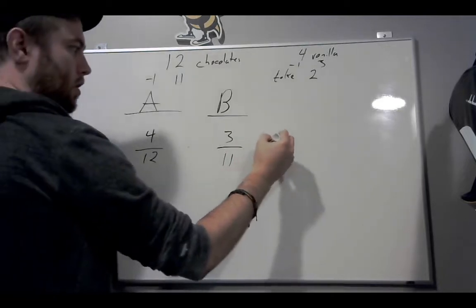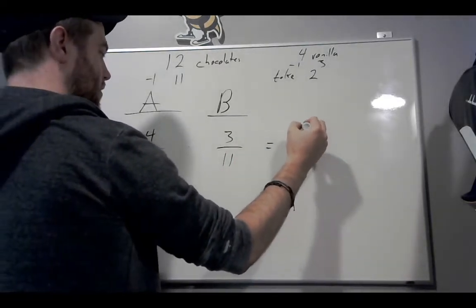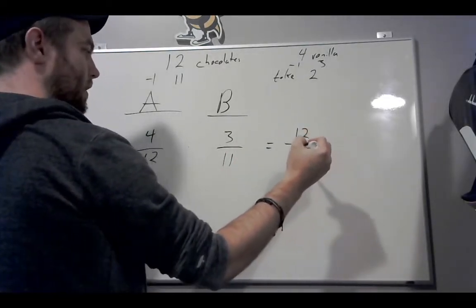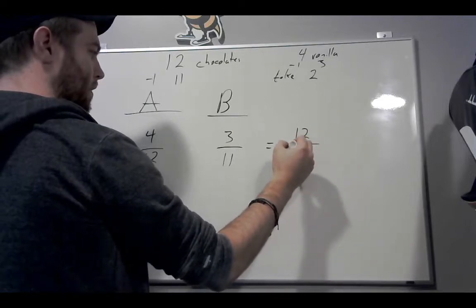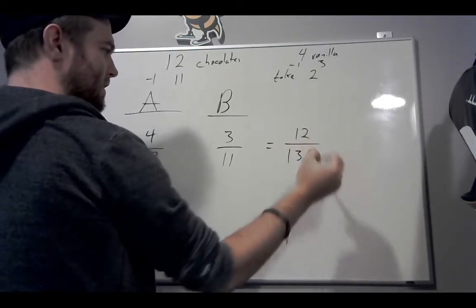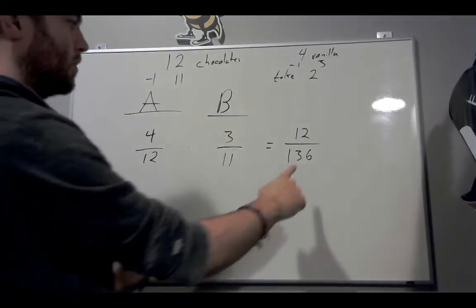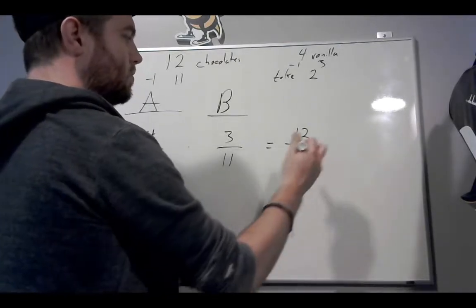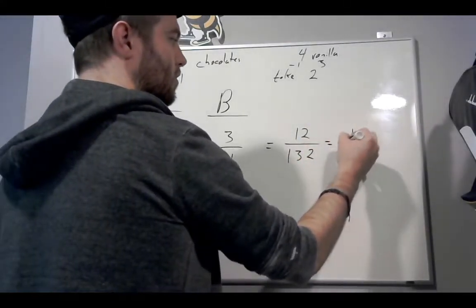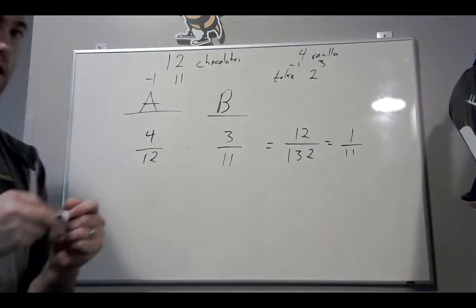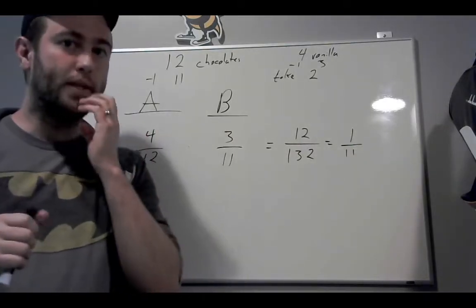So doing this, we get 12, and we get 132. So this is also 1 over 11. So these are 2 different ways you can think about it.